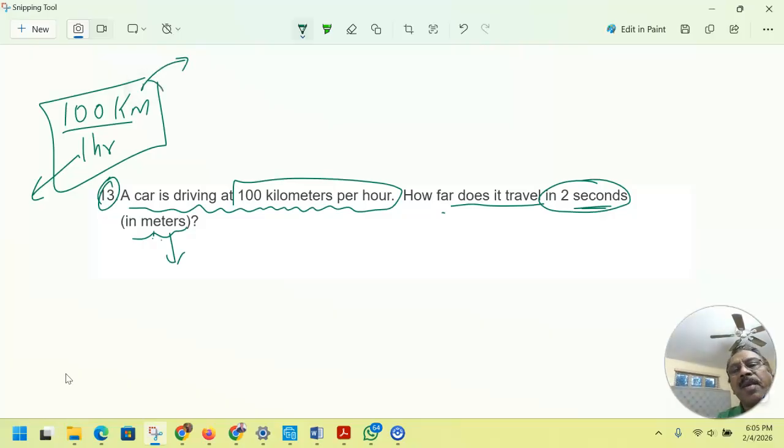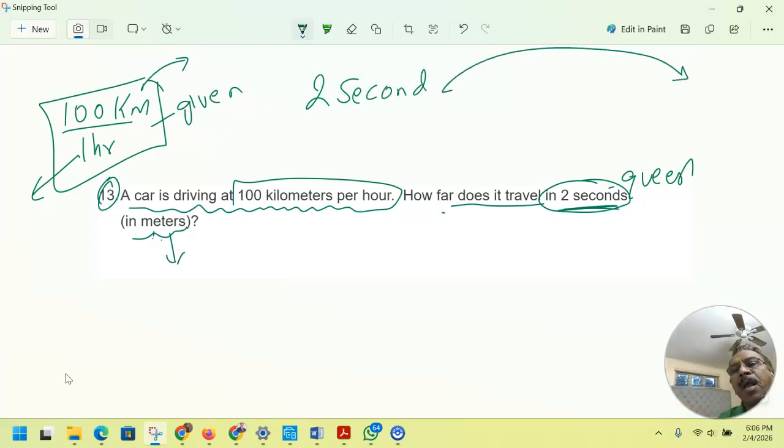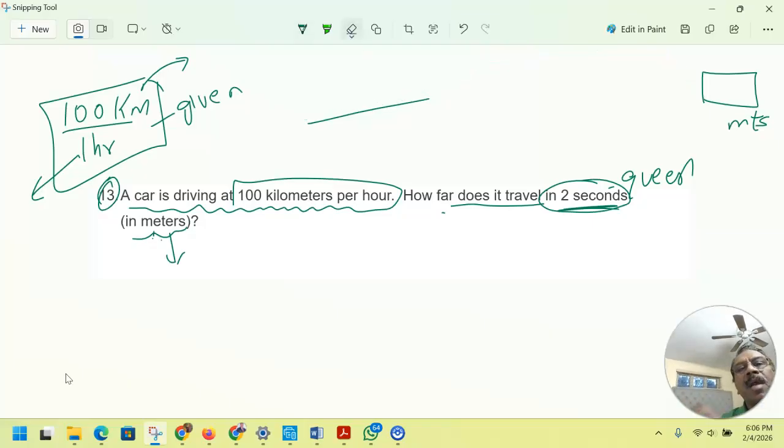So there are 2 different ways you can start. I'll start with this. This is given to you. And the question is in 2 seconds. If you have 2 seconds, you'll start with 2 seconds, and you want to know how many meters you are going. So let me start with one way, which is 2 seconds. So start with this.